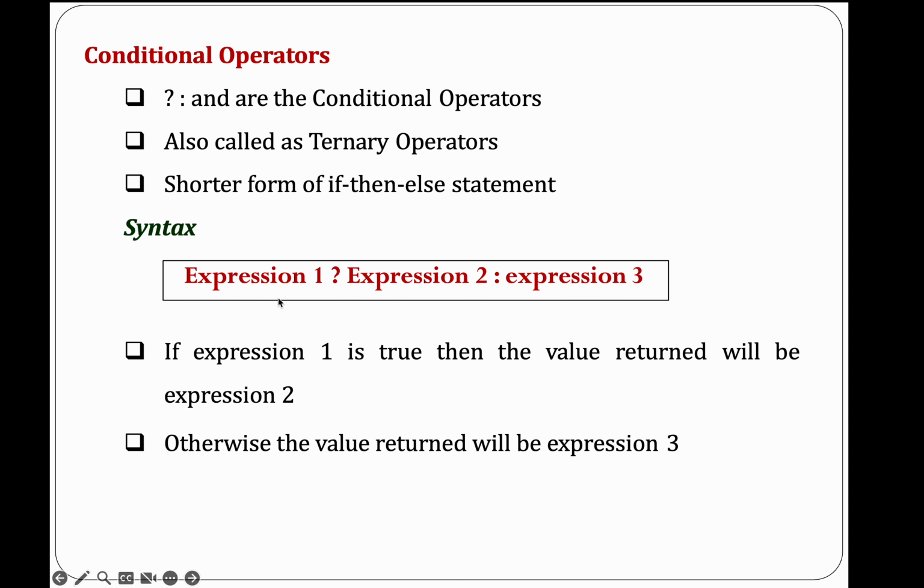You are evaluating an expression in expression 1. The result is either expression 2 or expression 3. The reason is that if expression 1 is true, expression 2 will be printed. If it is false, expression 3 will be printed. We'll see this with a basic program.